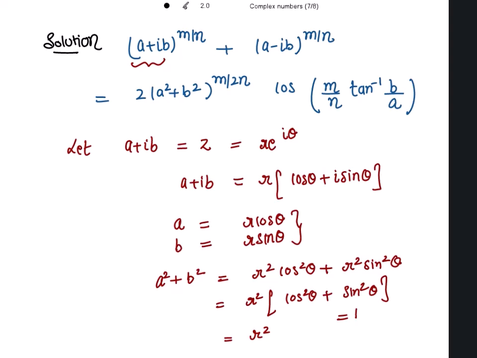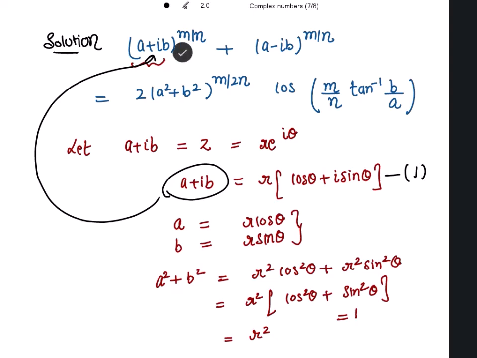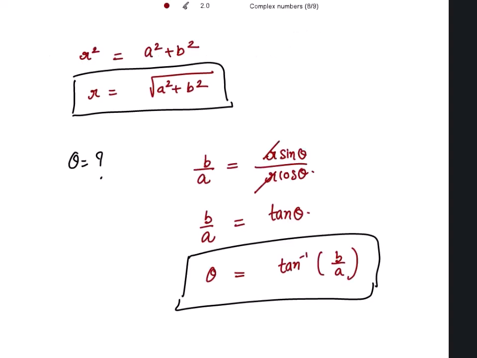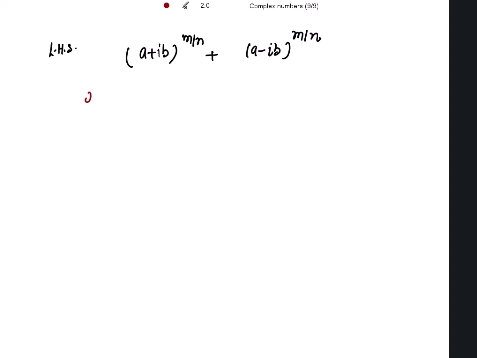And now we need to put these values in this equation marked as 1, so that I can get the value of a plus iota b. To put this value over here, we need to evaluate the left hand side. But before that, let me write the complete left hand side first. So this is a plus iota b the power m by n plus a minus iota b the power m by n. Now a plus iota b is r into cos of theta plus iota sine of theta, and whole power m by n.